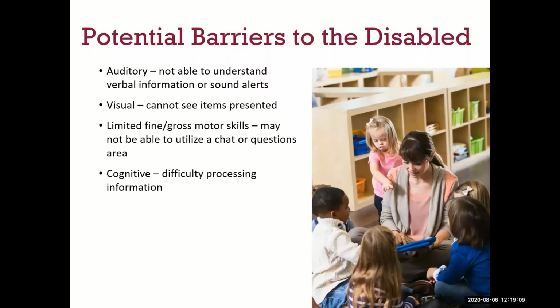Persons with limited fine or gross motor skills may have difficulty typing. They may not be able to use a chat or a questions area to submit questions during a presentation. And some persons may have difficulty processing information delivered orally, visually, or both. This is especially true if the information presented is not clear. Let's discuss how to try and avoid each of these potential barriers.